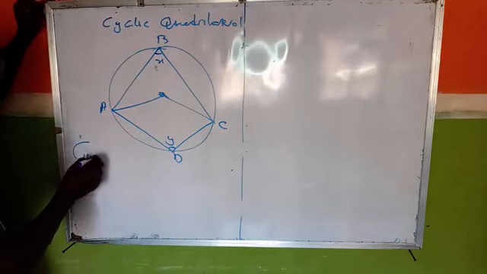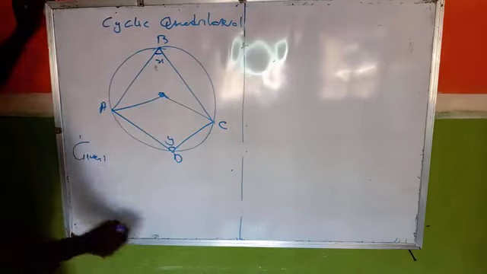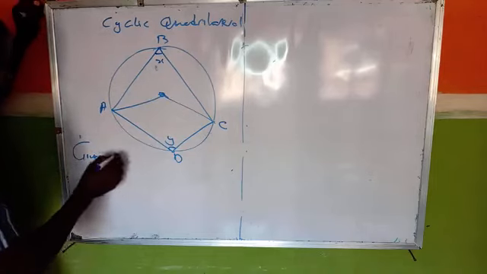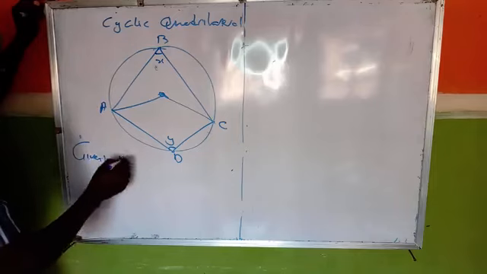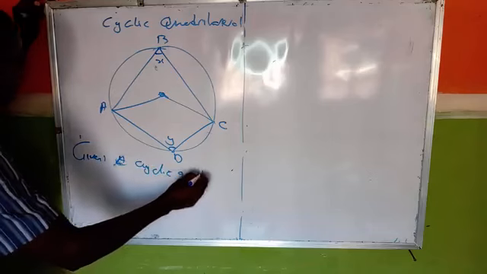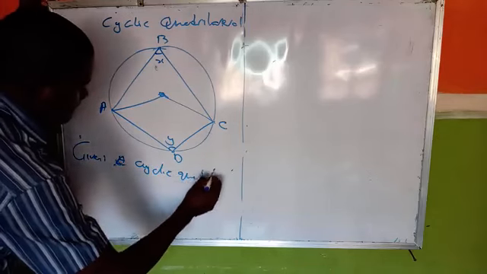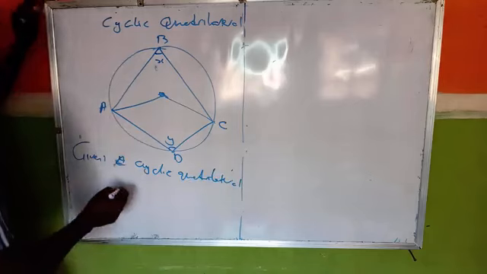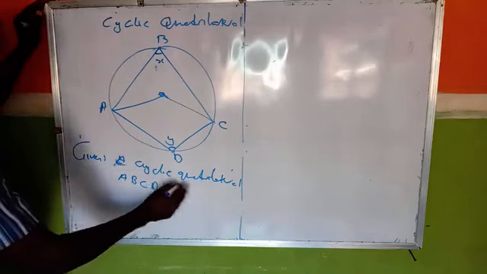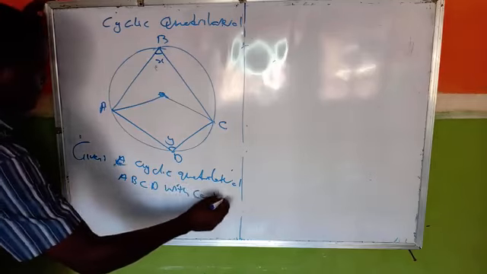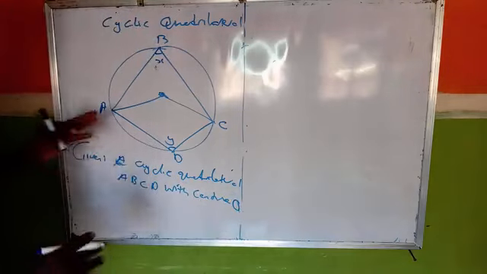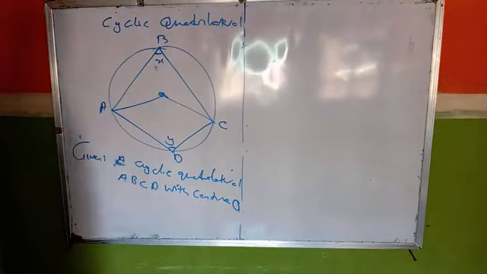Given. What they give you here is what? A circle and a cyclic quadrilateral ABCD with center O. With center O. This is a cyclic quadrilateral with center O.